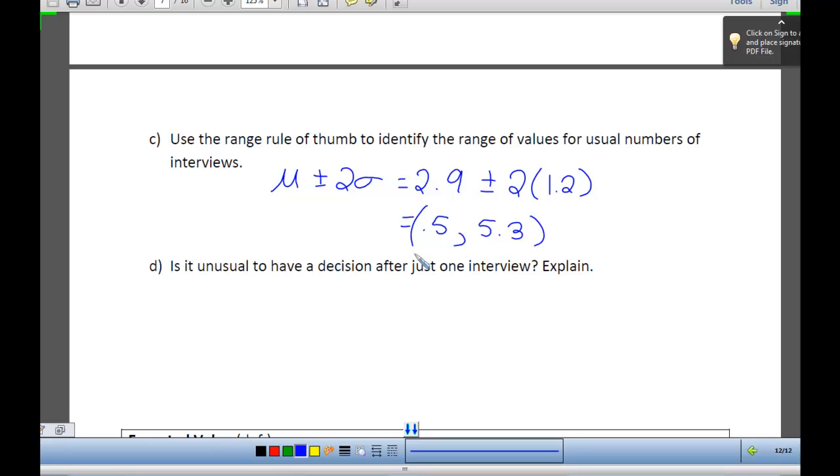Would you say that it's unusual for a person to go and have just one interview? No. Okay, because that falls within our range of usual numbers of interviews. Okay, and that was the next question. Is it unusual to have a decision after just one interview? Okay, well, based on this, we say no. If we go back and look at the probabilities, what was the probability for having exactly one interview? 0.09? Okay, so that's more than 0.05, right? So again, that'd be another way to say that one interview is not unusual. Okay, questions about that?